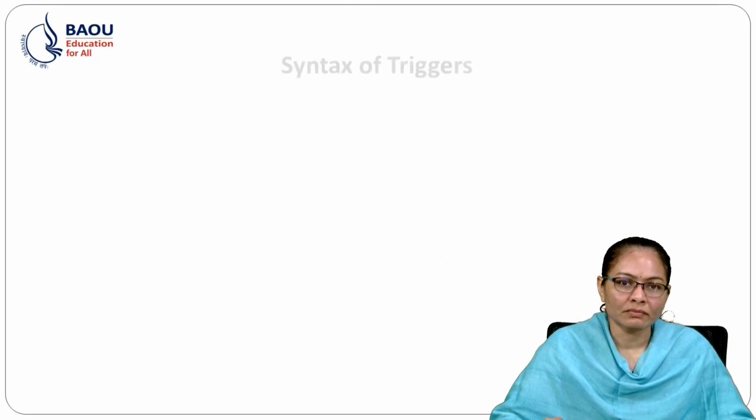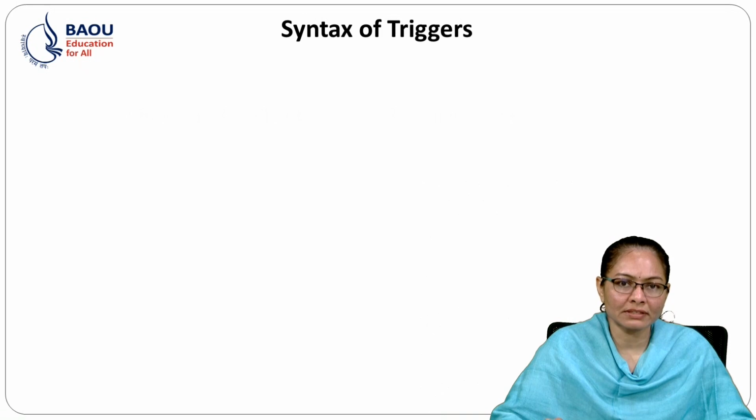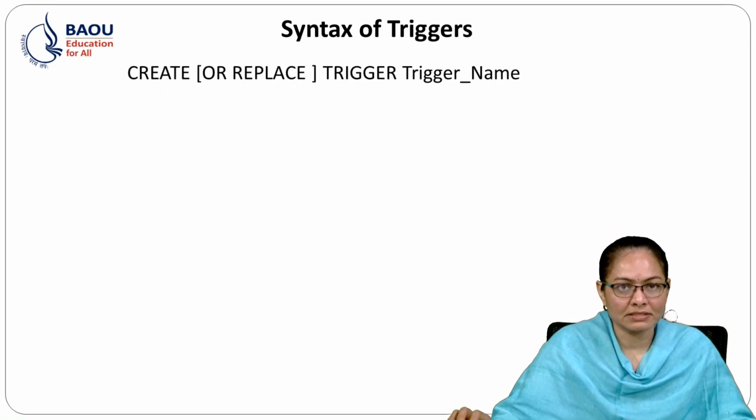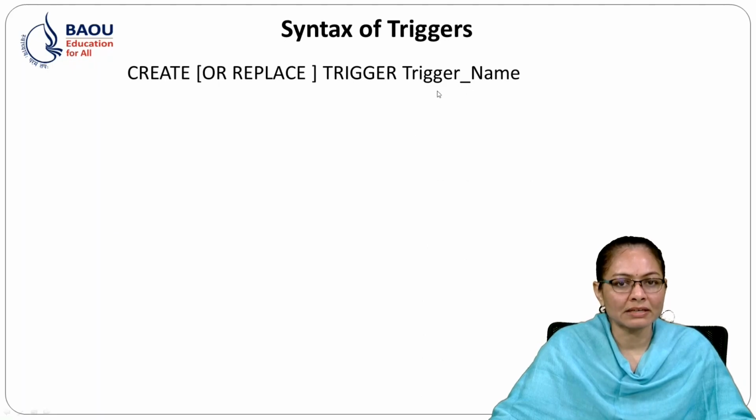Now, how to write the syntax of the trigger? First, create or replace trigger and then the trigger name. It means it will create a new trigger or replace the existing trigger, because of create or replace. Create means a new trigger is created. If a trigger with this name already exists, then it will be replaced by this new code.